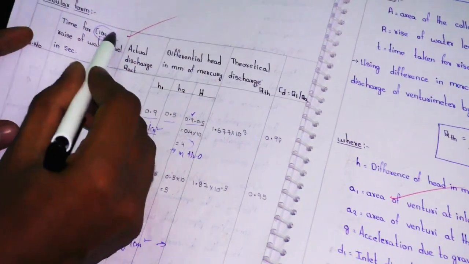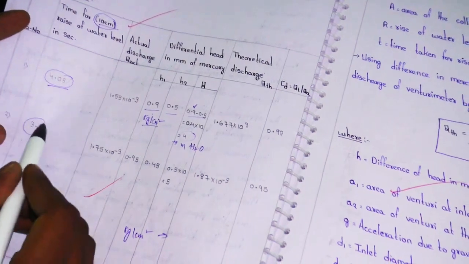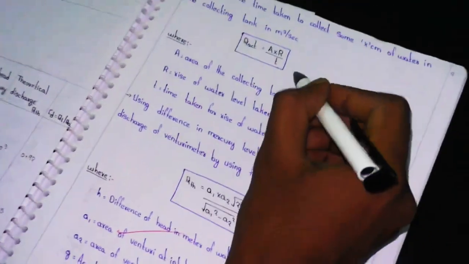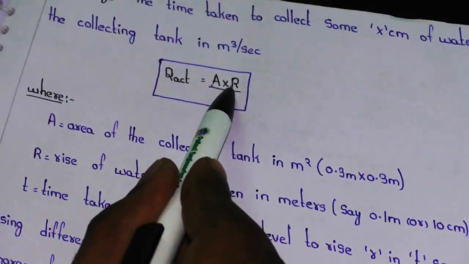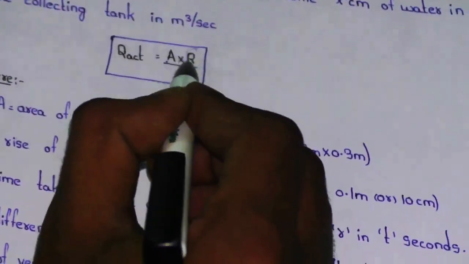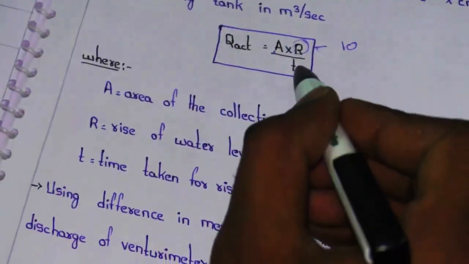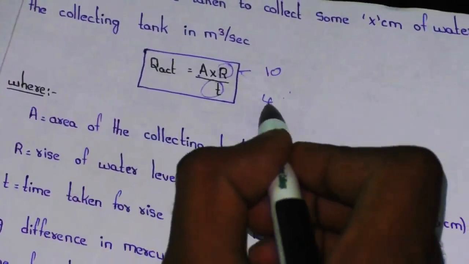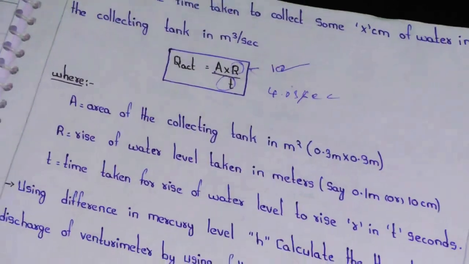Here we can see we have noted the time that is taken to rise 10 centimeter height. We have performed 2 tests, and we have noted the individual timings, and we can calculate actual discharge using this formula. We know the area of the tank, and we have taken the standard rise, that is 10 centimeter, and we have also noted the time taken to rise this 10 centimeters. In the first case the time was around 4.03 seconds. So using this formula we will get the actual discharge.